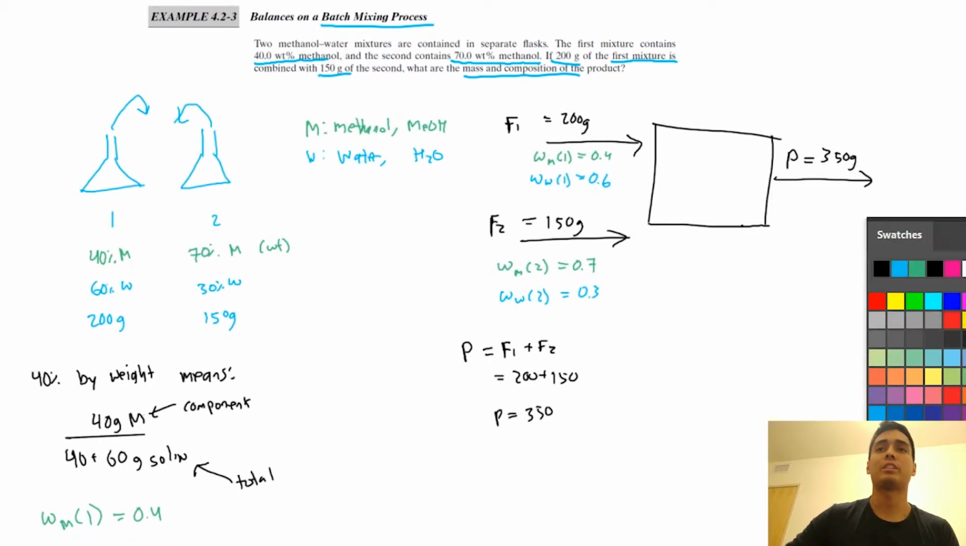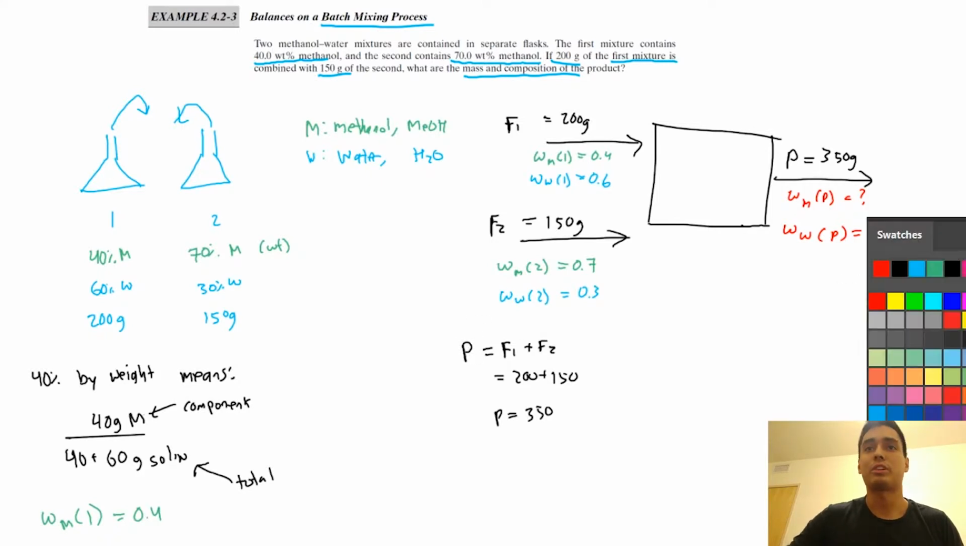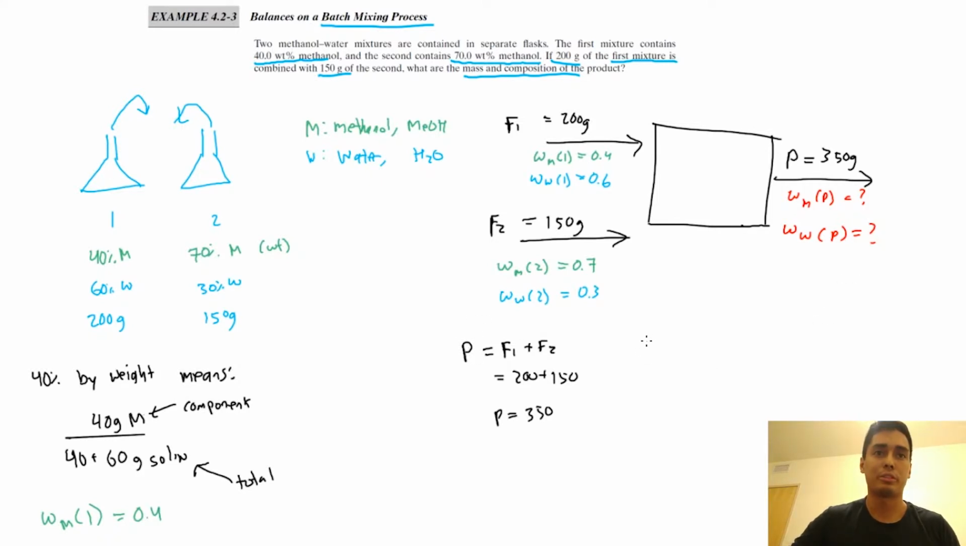Now the question is, what is this solution? What is the mass fraction of methanol in the product? And what is the mass fraction of water in the product? And how are we going to do that? We're going to do mass balance. We already did our overall mass balance, now we have to do our component mass balance. So let's start with methanol, because they keep talking about methanol. We're going to do our methanol mass balance, MMB.